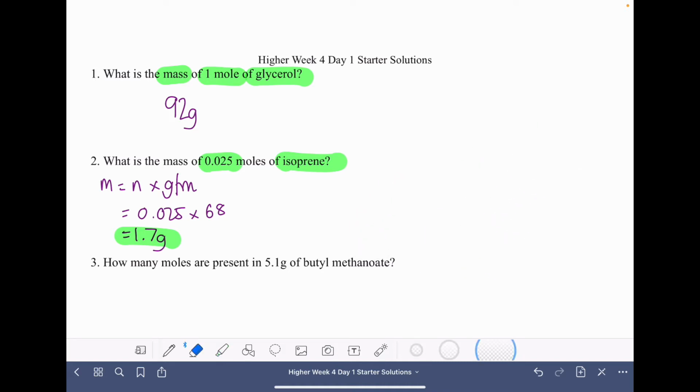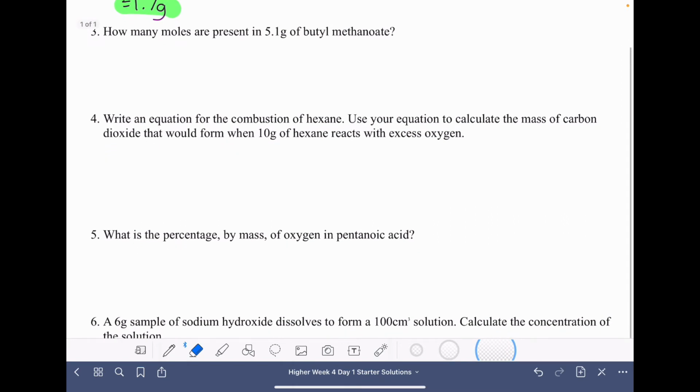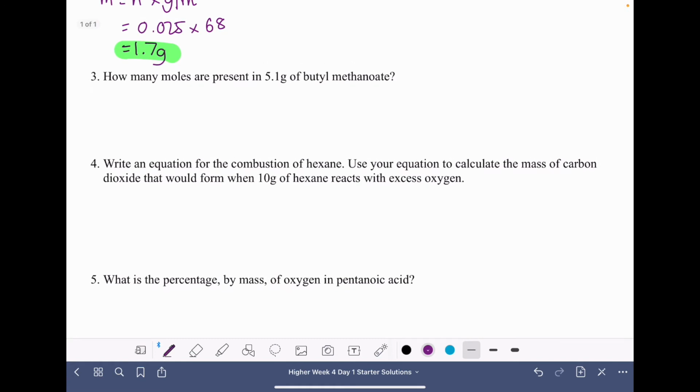Next we've got how many moles are present in 5.1 grams of butyl methanoate. So I think the easiest thing would be to draw butyl methanoate out. So we've got 1, 2, 3, 4, then the oxygen from the hydroxyl group that would have been in there originally from the butanol. And then the 1 carbon from the methanoic acid. So this is going to be the structure here.